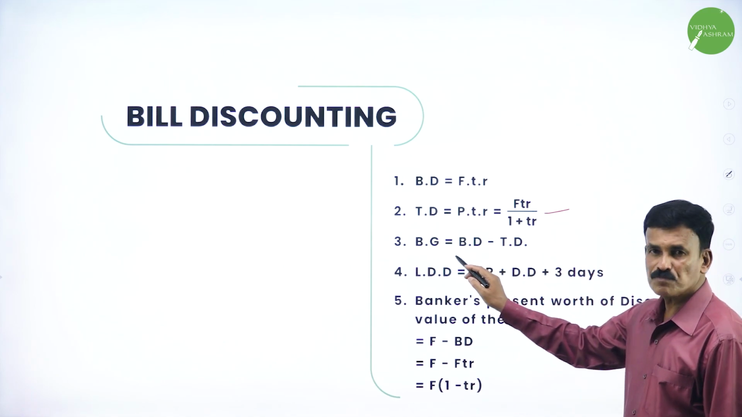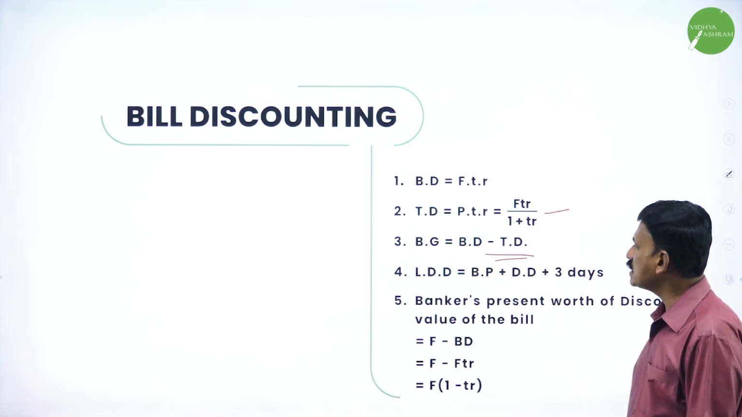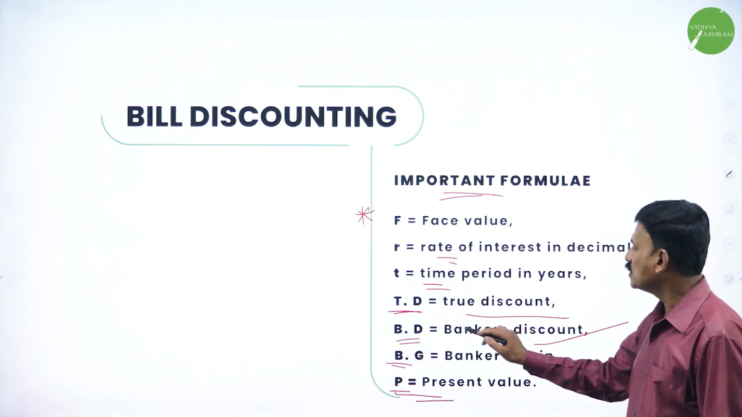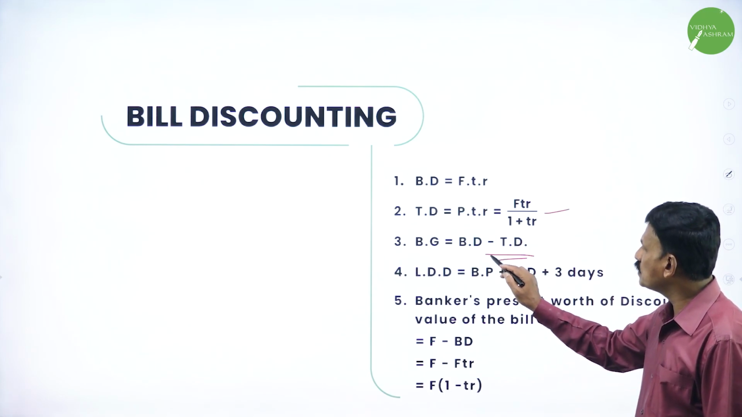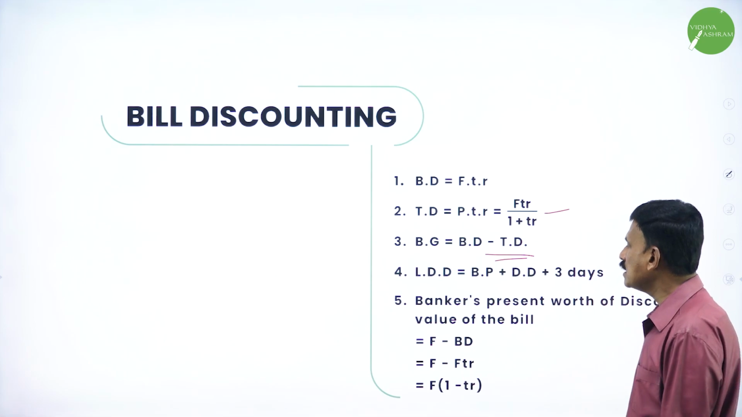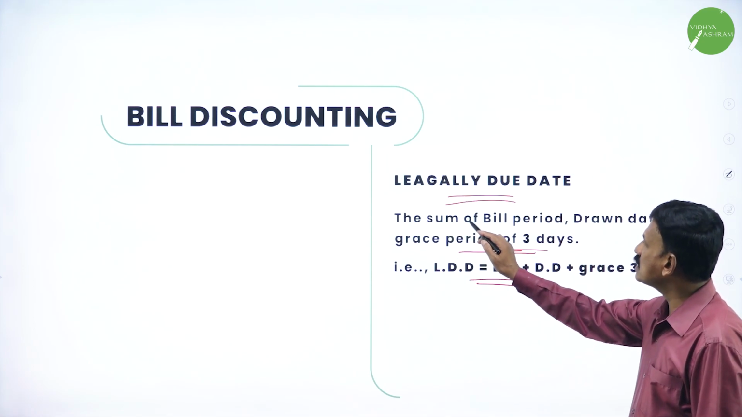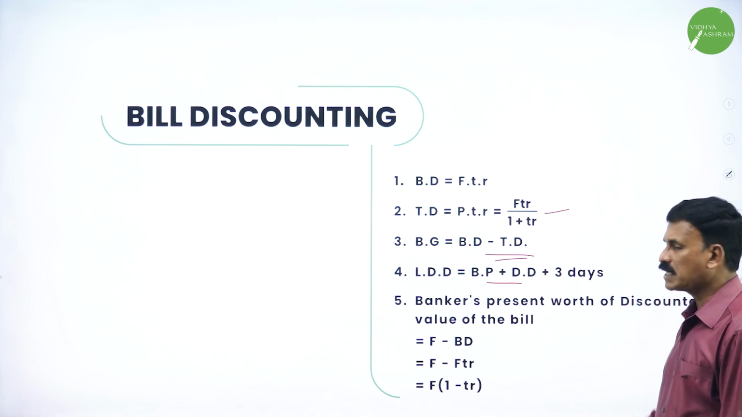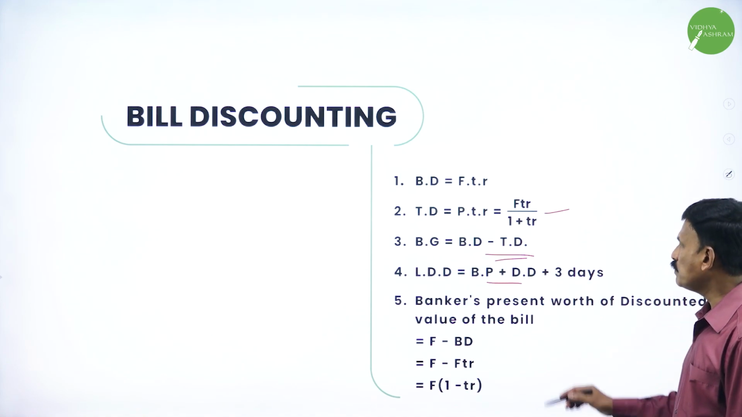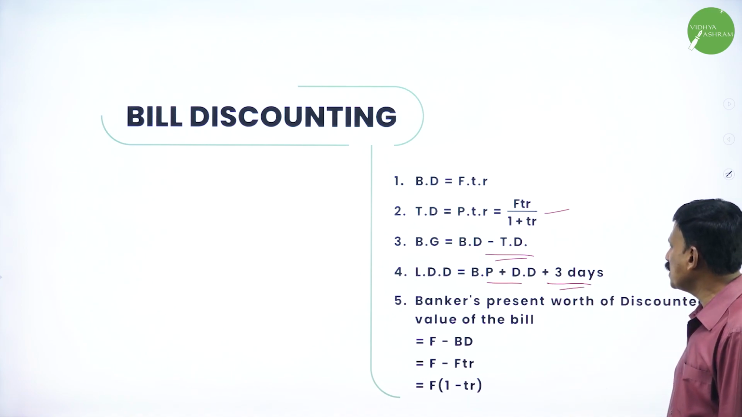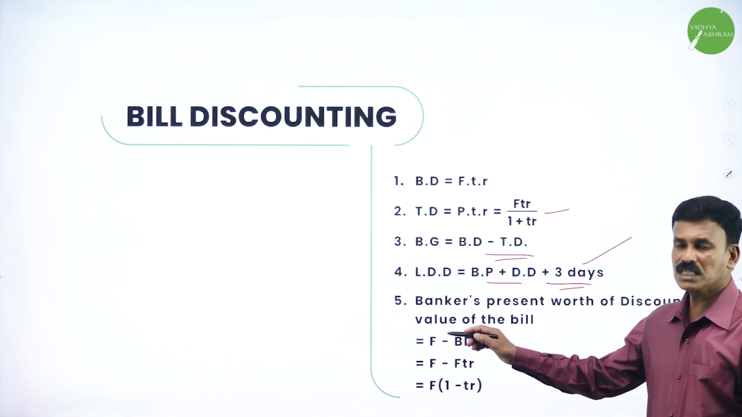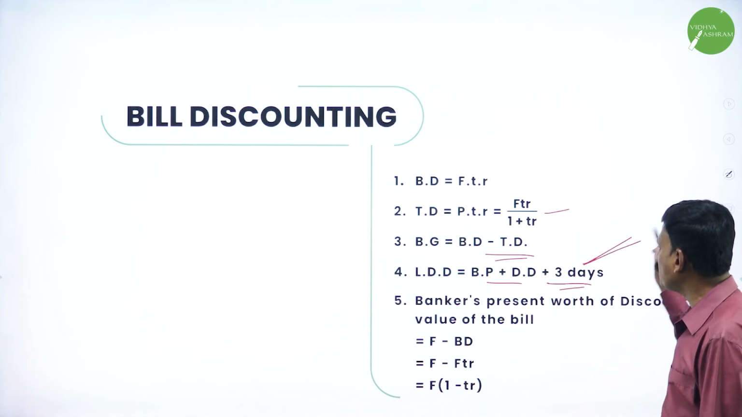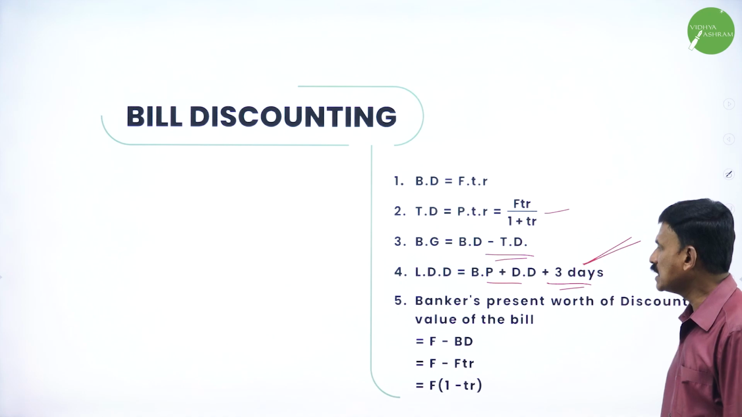Similarly, banker's gain. Banker's gain is equal to banker's discount minus true discount, BD minus TD. The difference between banker's discount and true discount is called the banker's gain. LDD means legally due date. So what is LDD? Bill period plus drawn date plus a grace period of 3 days is called LDD.